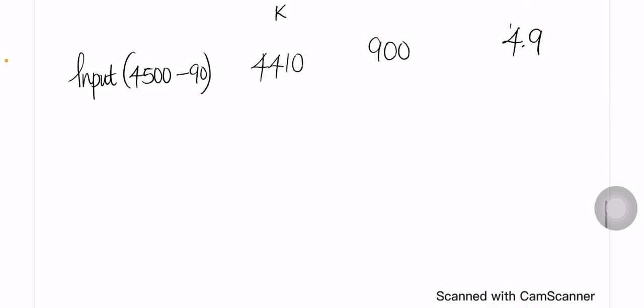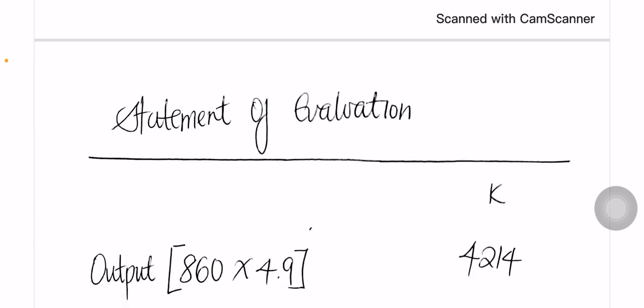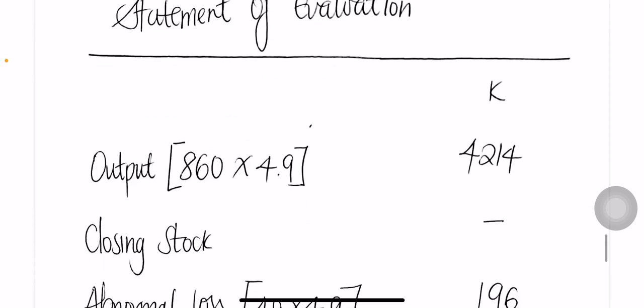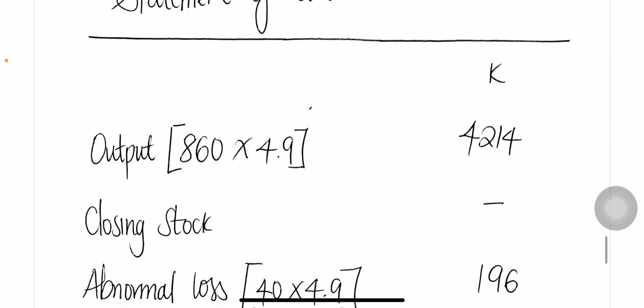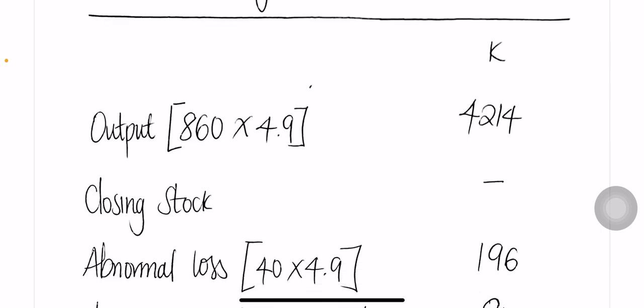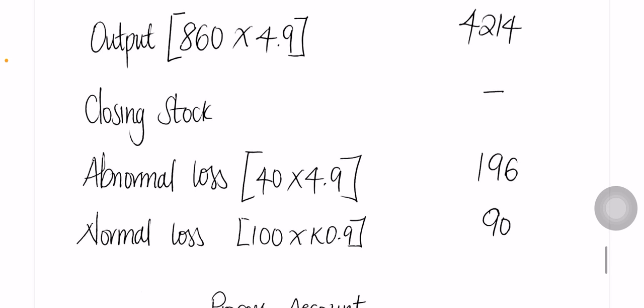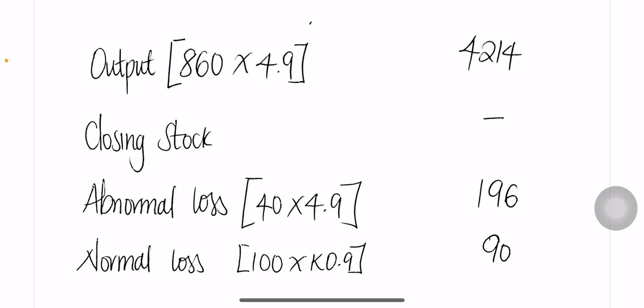Next up, we have the statements of evaluation. Okay, I'll start with actual output. Actual output was 860 units. All we have to do is multiply with the cost per unit, times 4.9, getting 4,214. Closing stock, we don't have closing stock here. Abnormal loss is 40 units. Again, times 4.9, giving us 196. The last thing is the normal loss. Normal loss was 100 units. That can be sold at 0.9 kwacha, giving us 90 kwacha. So these are the values of output, abnormal loss, and normal loss.